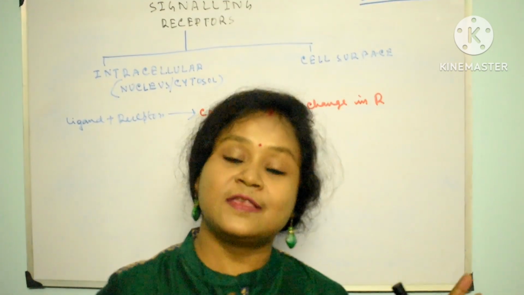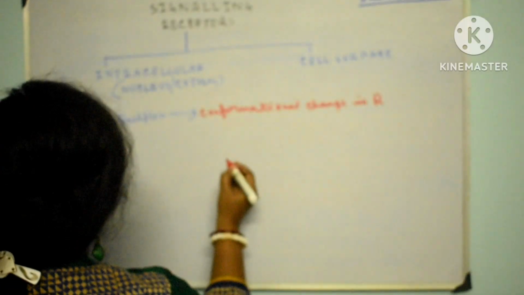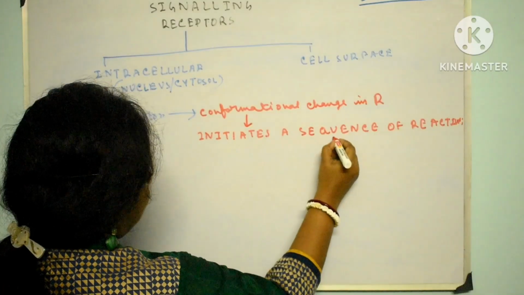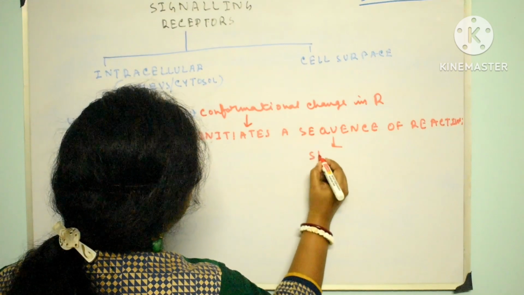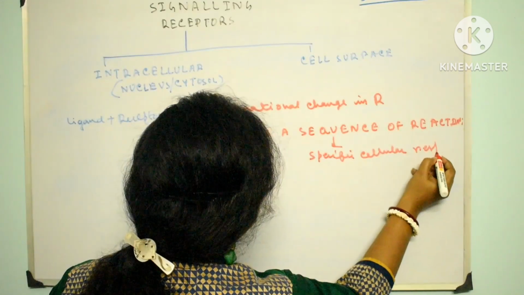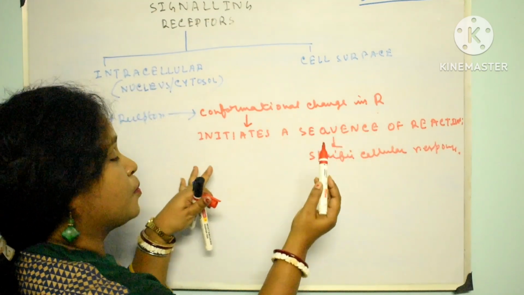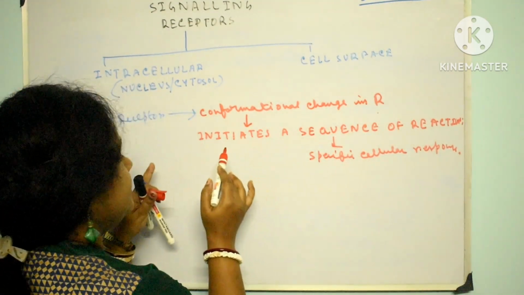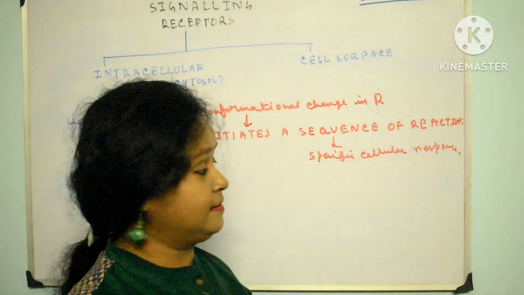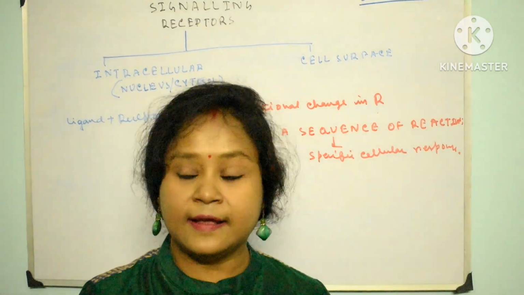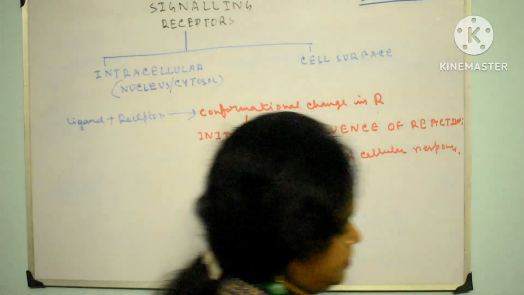This conformational change of the receptor initiates a sequence of reactions, leading to a specific cellular response. So when a ligand binds with a receptor, a conformational change is observed in the receptor, and this change initiates a sequence of reactions inside the cell, for which the cell shows a specific cellular response. Now let's come to the intracellular receptor.